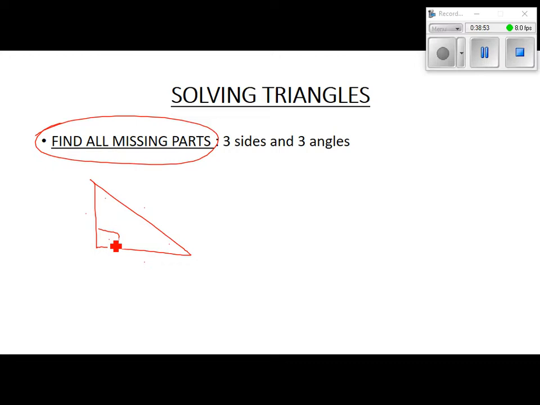For a lot of you, Pythagorean's theorem is easy, right? So if you know 2 sides, find the 3rd side by using Pythagorean's theorem. Don't use sine, cosine, tangent. It's a little tougher.